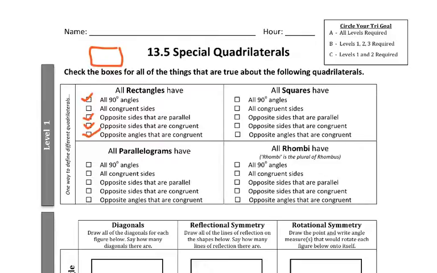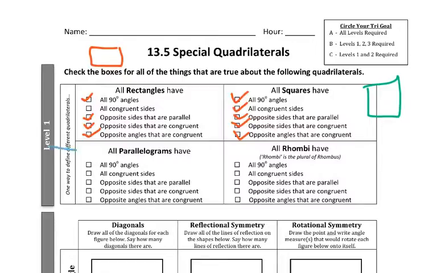Okay, let's talk about squares for a second. So a square. Yep, all of the angles are 90 degrees. All sides are congruent. They're the same length. Opposite sides are parallel, for sure. Opposite sides are congruent. Yeah, because all of the sides are congruent, so for sure. And then opposite angles are congruent. Well, yeah, because they're all 90 degrees. It's really easy.